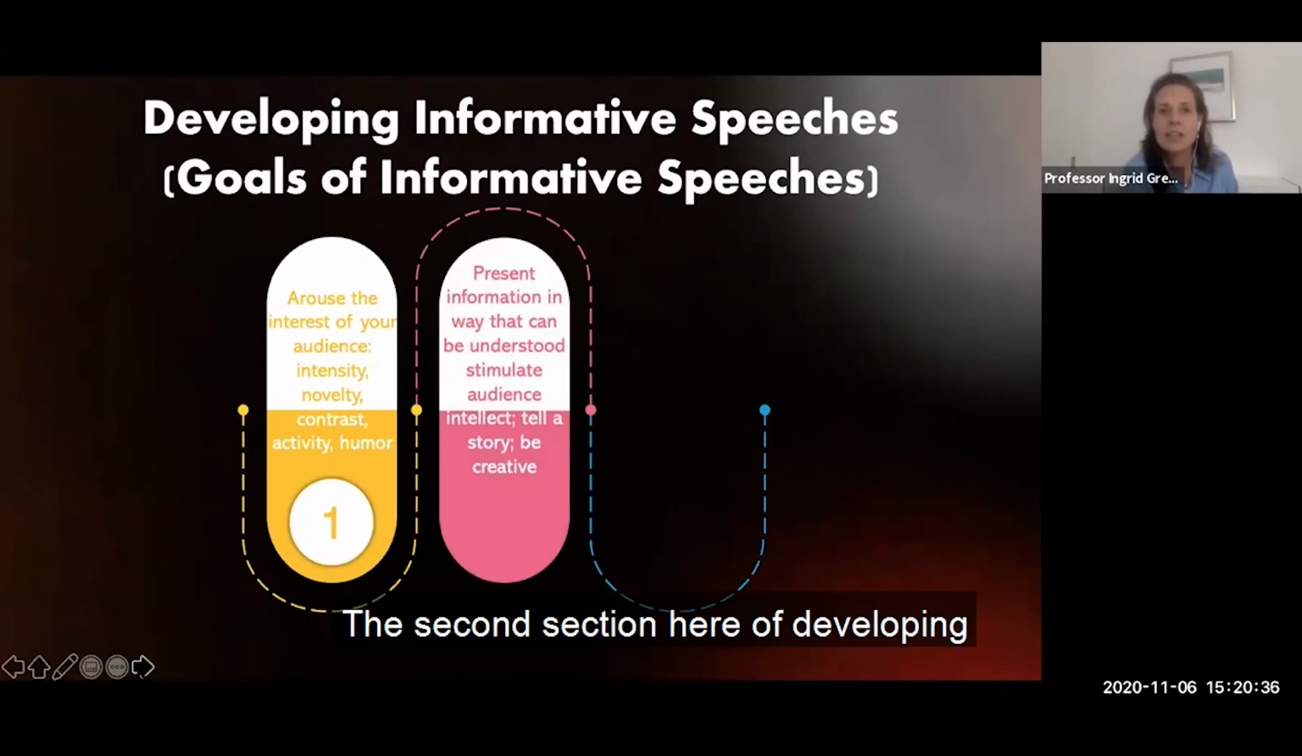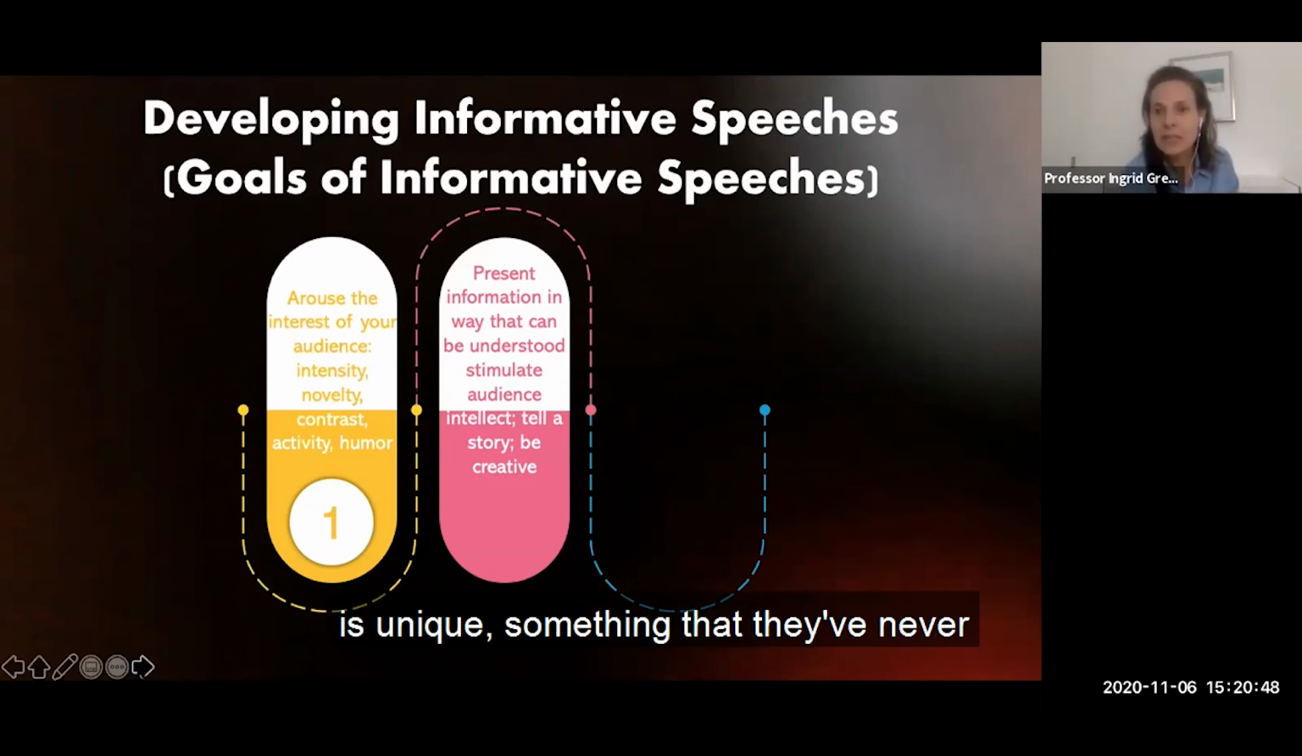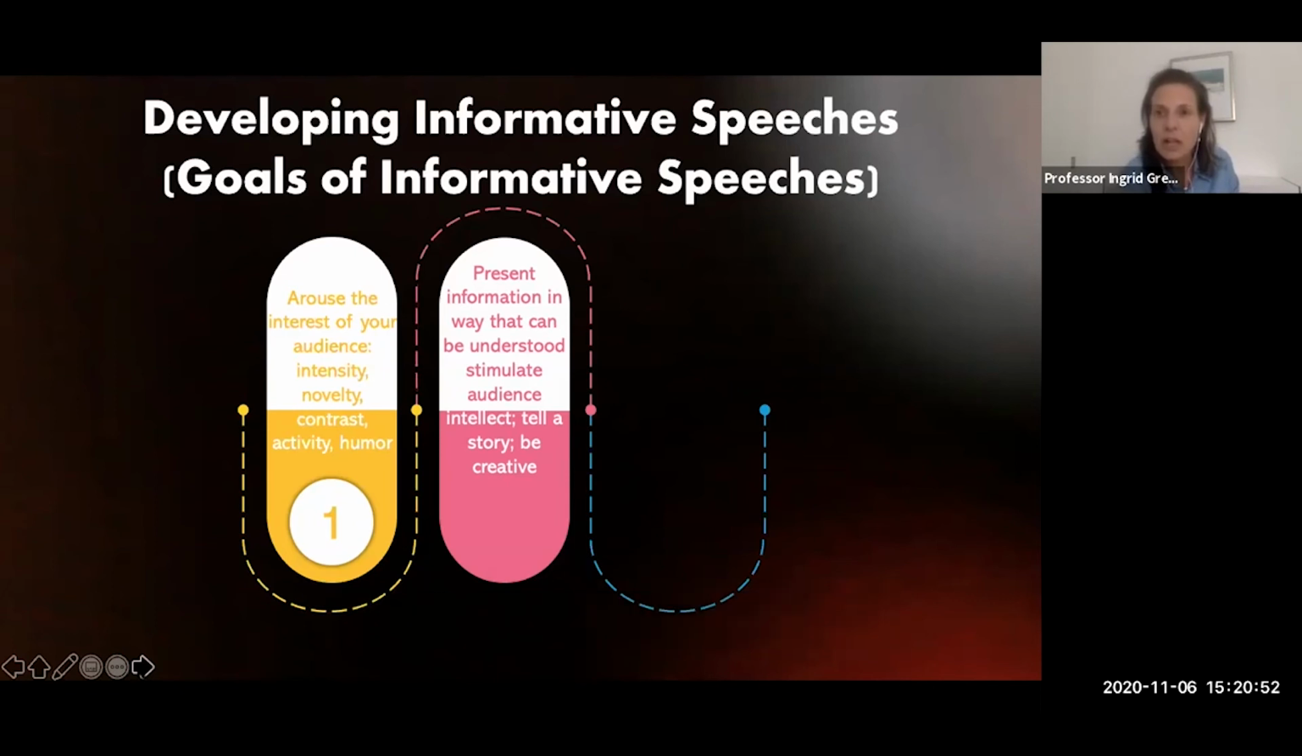The second section here of developing an informative speech is presenting information that can be understood to stimulate audience intellect. So we want to make sure that you're talking about maybe something that is unique, something that they've never heard about, something that is really special.